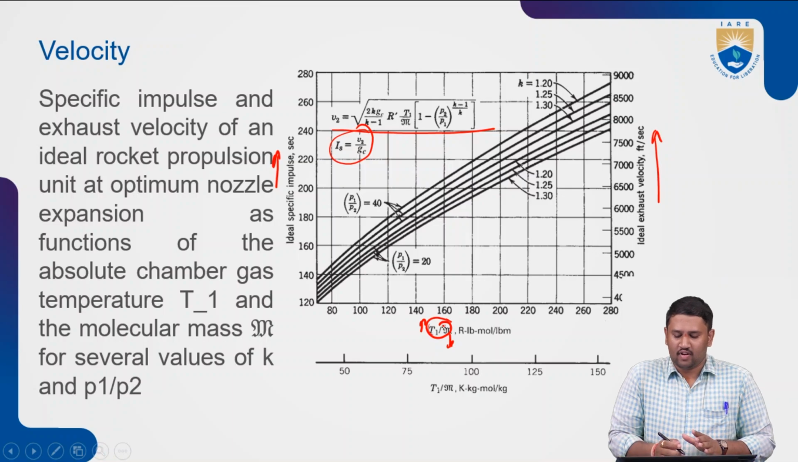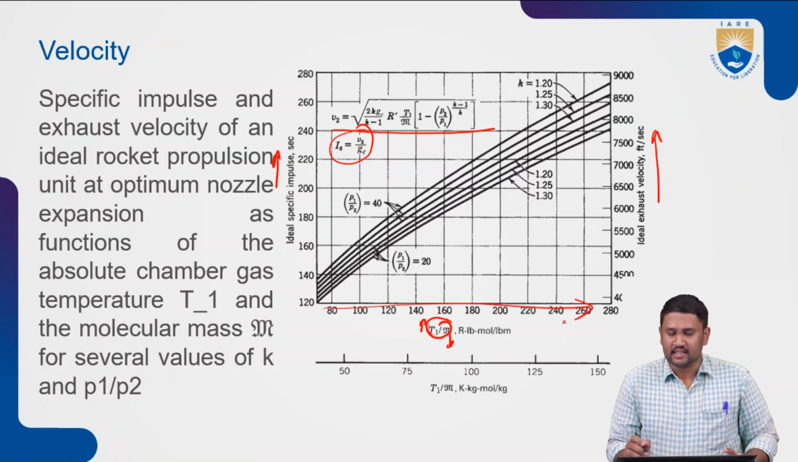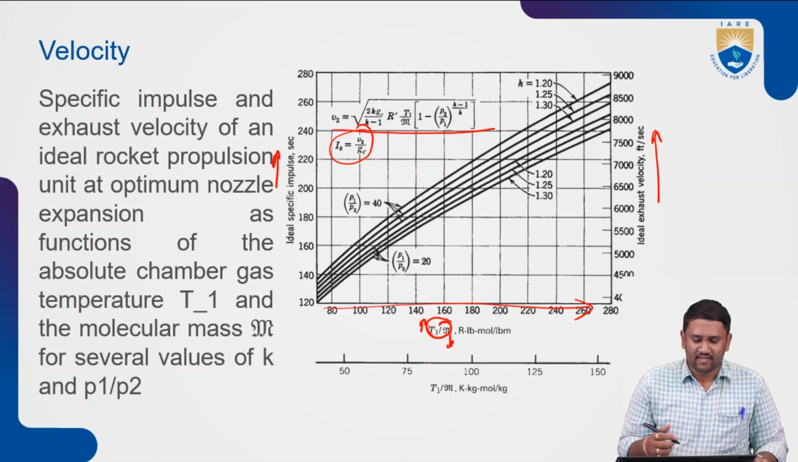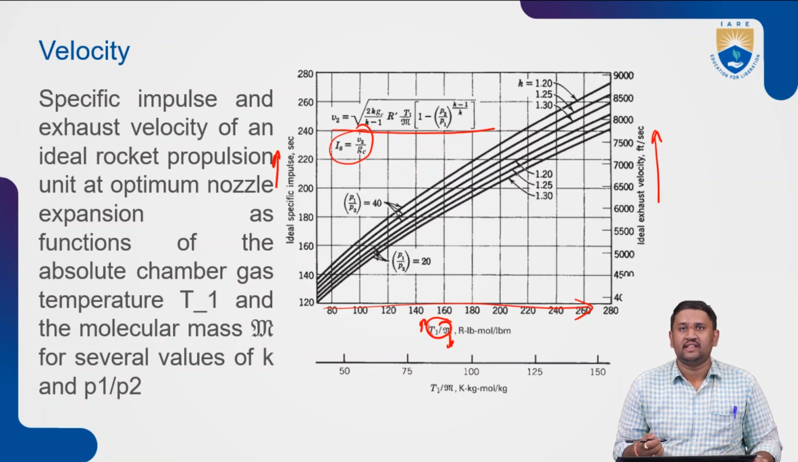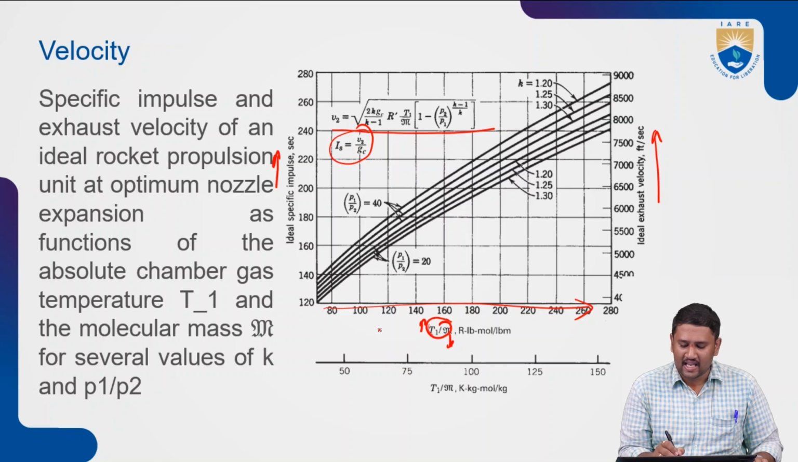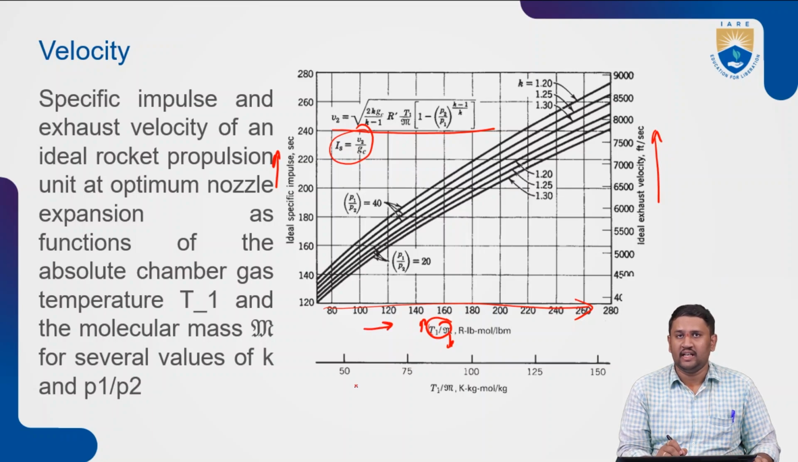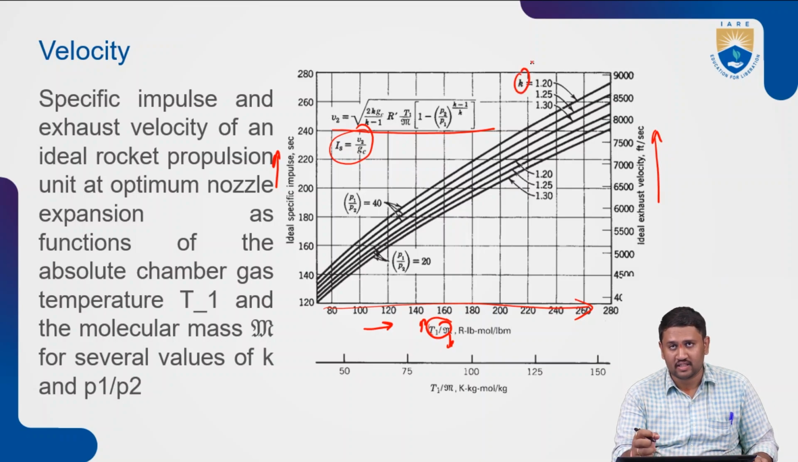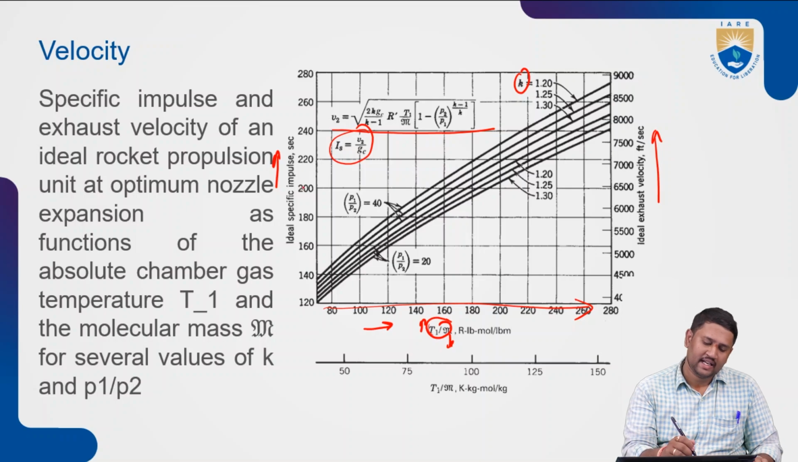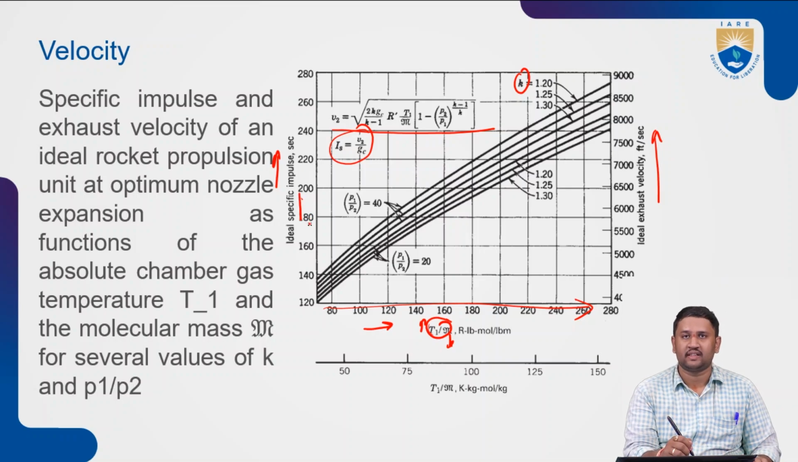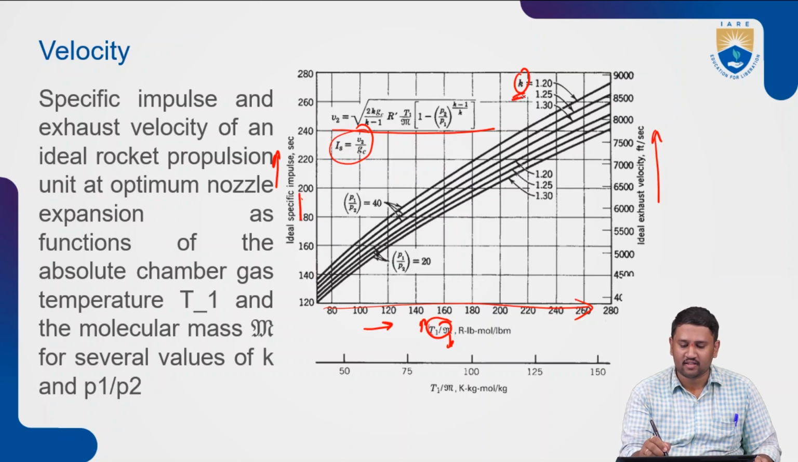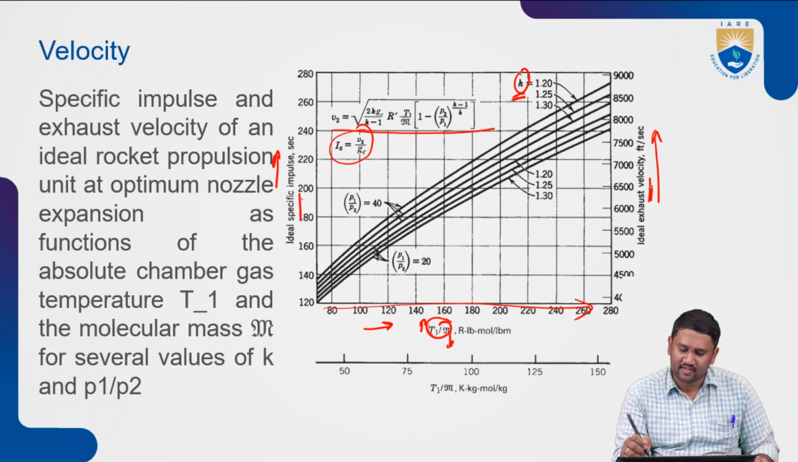Now, considering this, what happens as the ratio increases? As the ratio of the absolute temperature and the molecular mass M increases for several values of K, what we are finding is that, for an individual value of K, we are getting higher specific impulses, specific impulses of each rocket at every K, as well as exhaust velocity.